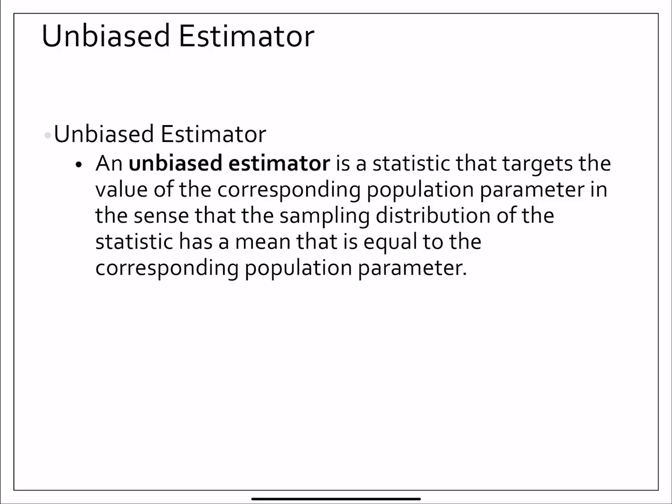So for example, if we were to take a whole bunch of samples, sample 1, we find the mean of it, that gives us x bar 1. Sample 2, we find the mean of it, that gives us x bar 2. Sample 3, we find the mean of it, that gives us x bar 3. Sample 4, we find the mean of it, that gives us x bar 4. Sample 5, we find the mean of it, that gives us x bar 5, and so on.